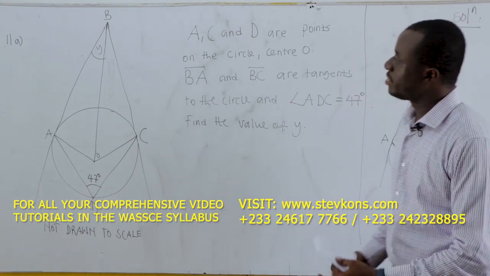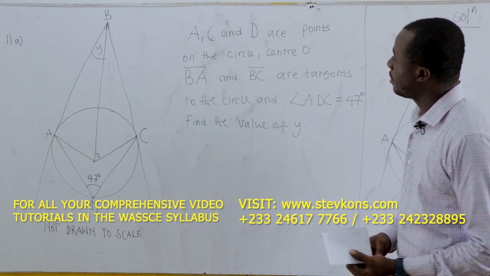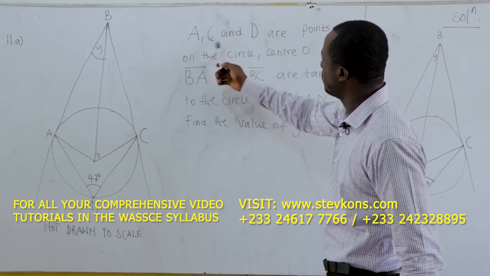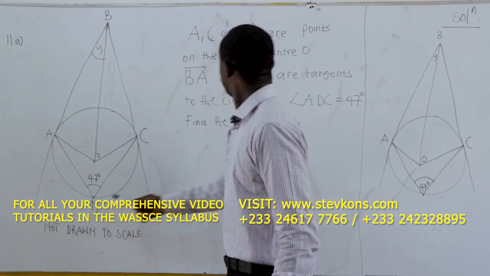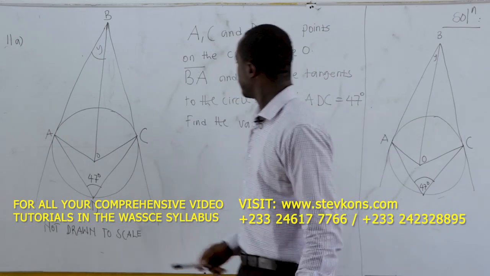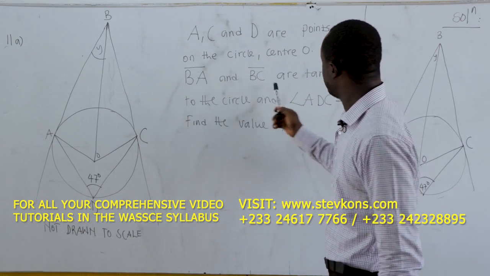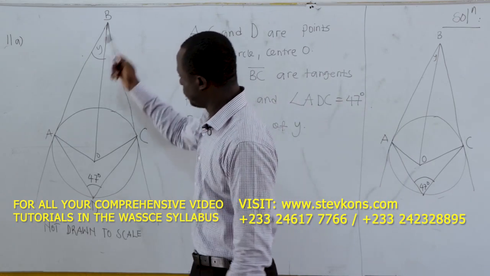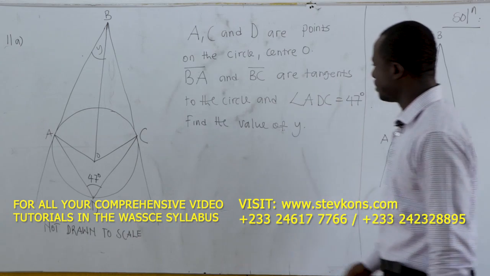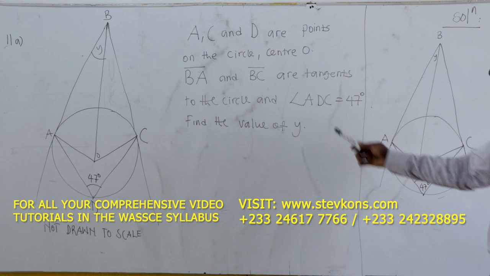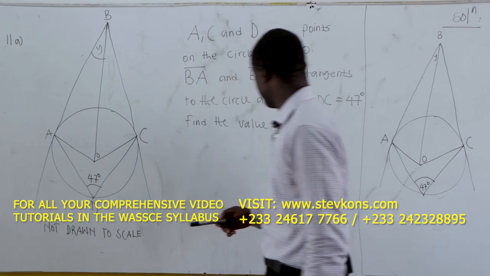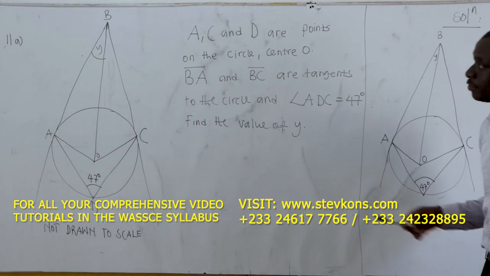Now back to 2020, question number 11A. This is a circle theorem question. You have been told A, C, and D are points on the circle, center O. So this is our center O. Lines BA and BC are tangent to the circle. Angle ADC is 47 degrees. Find the value of Y.